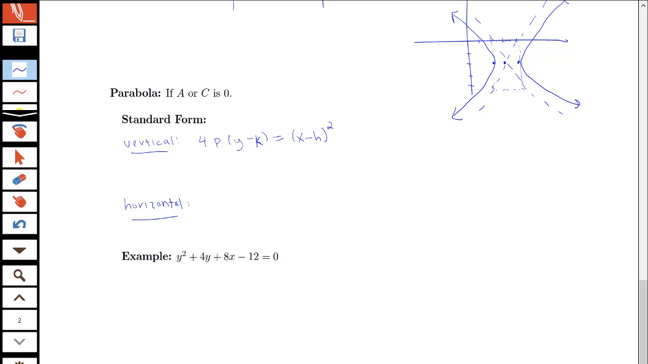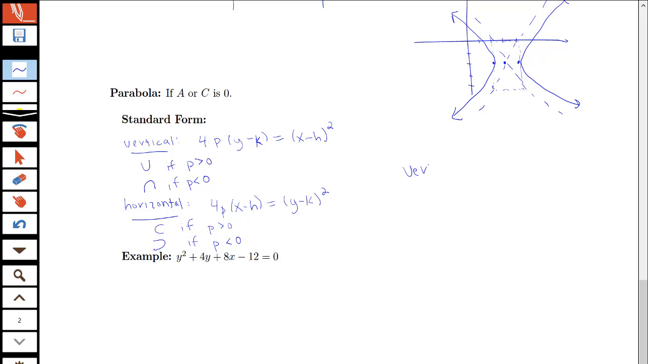Okay, we're not going to worry too much about this p-value. There's some more details that we could get into with parabolas, but what we're concerned with here is that if that p-value is positive, it'll be a parabola that opens upward, and if it's negative, a parabola that opens downward. Okay, for the horizontal form, we have 4p times x minus h equals y minus k squared. It'll open to the right for a horizontal parabola if p is greater than 0, and open to the left if p is less than 0.